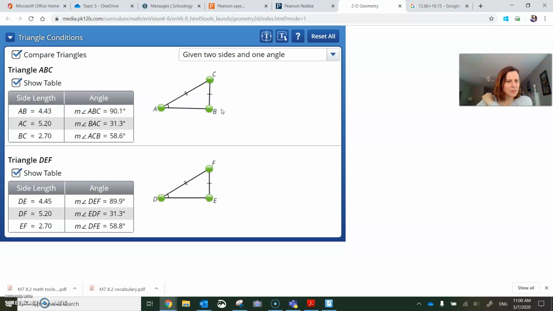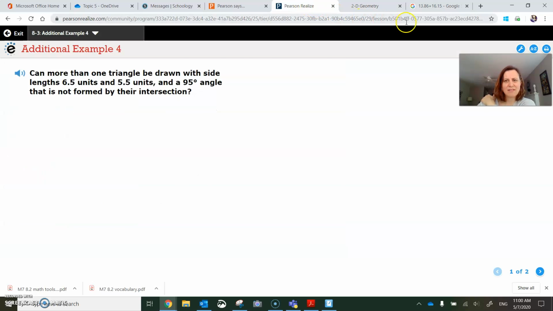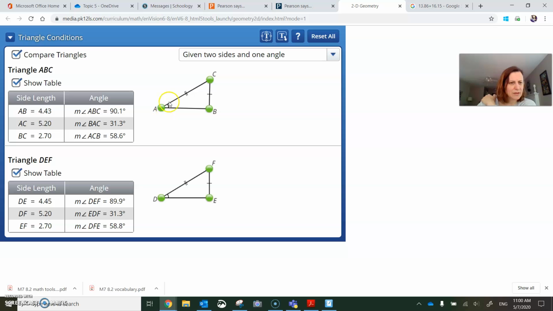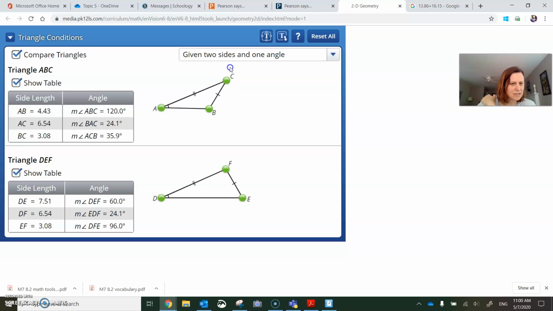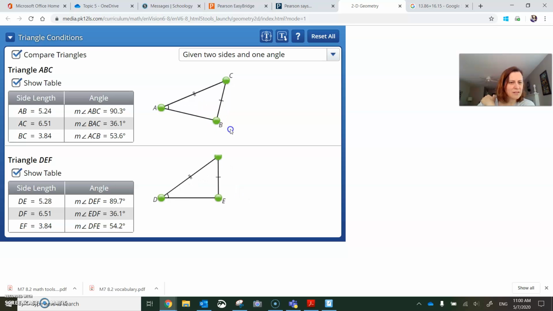So it said one side was, I don't know if we can actually do this. One side 6.5, one side 5.5. So let's try to make AC 6.5. So on both of them, AC is 6.5, and the other one with two marks is DF. DF is 6.5. BC, they wanted us to make it 5.5. I don't know that I can. That's as big as I can make it.